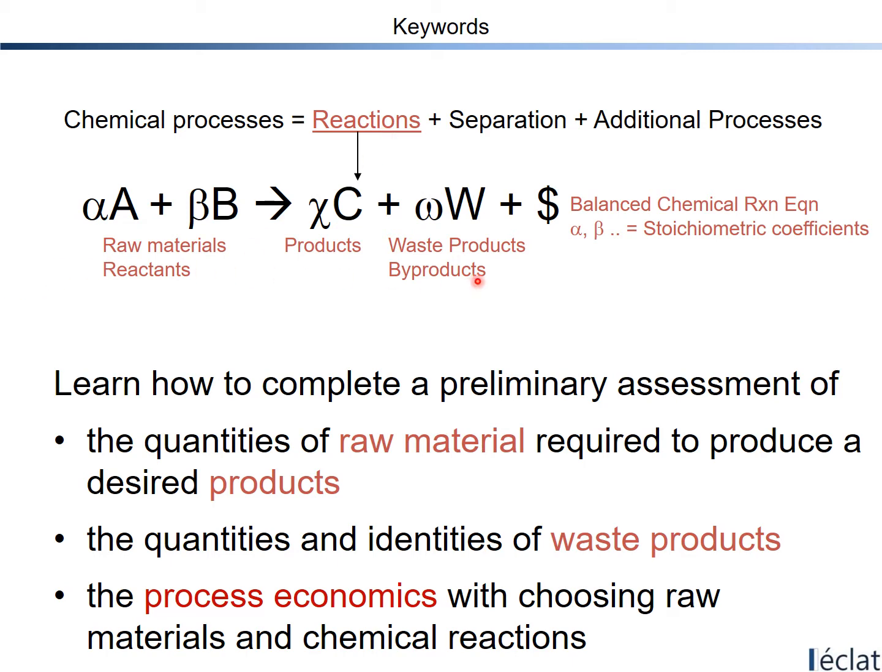So here is the chemical reaction equation. A plus B reactant is going to C plus W. C is the desired product and W is waste product or byproduct. Of course, each entity of this chemical reaction equation has its own stoichiometric coefficient. Alpha for A, beta for B, chi for C, omega for W.